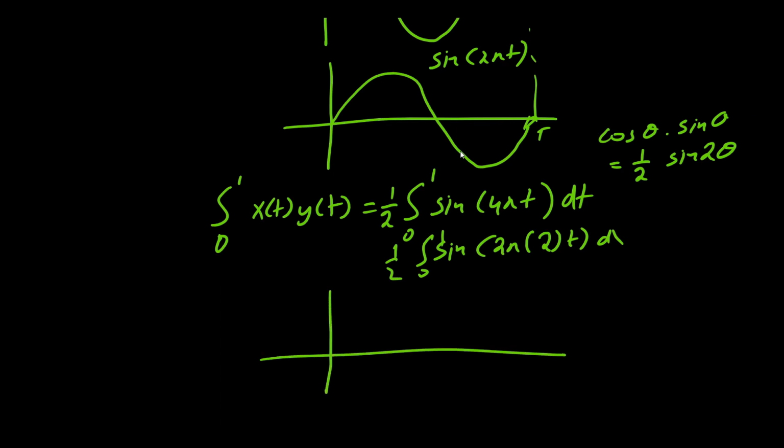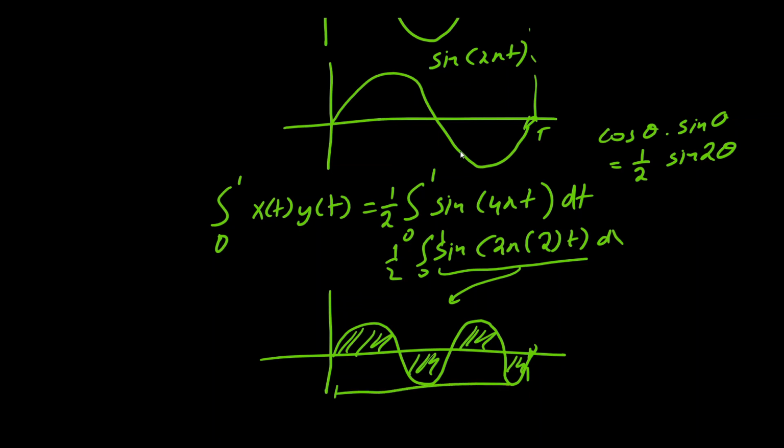That is, now we have 2 cycles in this period. So this is coming over here. This slope would cancel with this slope, and similarly this slope would cancel with this slope. If you find the area of this signal, the area would be 0.